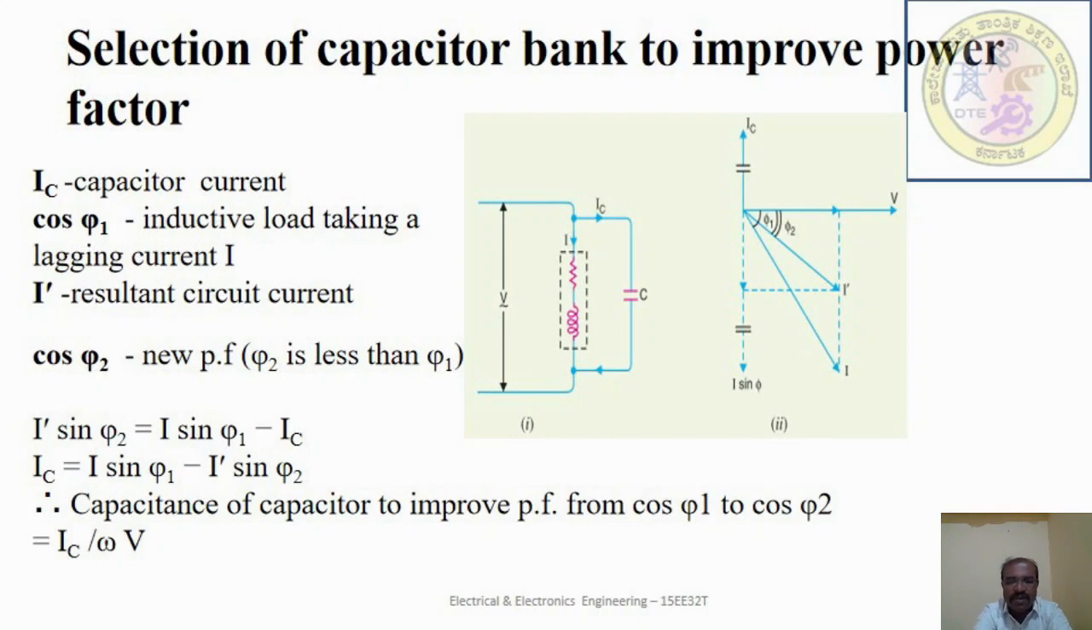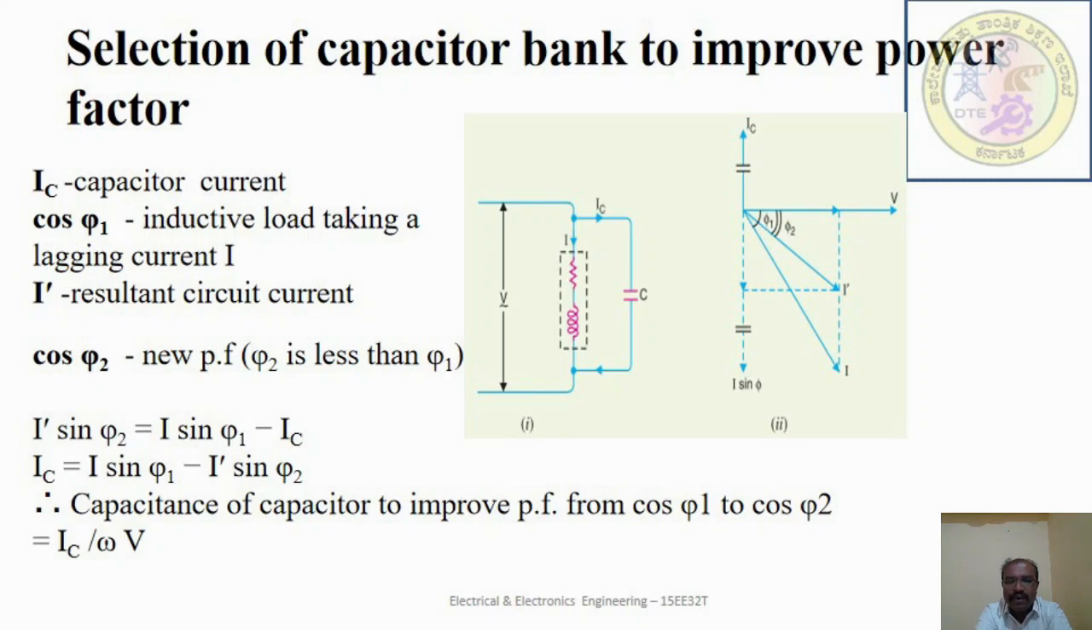Consider, by using the diagram, an inductive load taking a lagging current I at a power factor cos phi 1. In order to improve the power factor of this circuit, the remedy is to connect equipment called a static capacitor in parallel with the load. You can see in figure 1 that it is parallel with the load, and it will take the leading reactive component and partly cancel the lagging reactive component of the load. A capacitor is connected across the load.